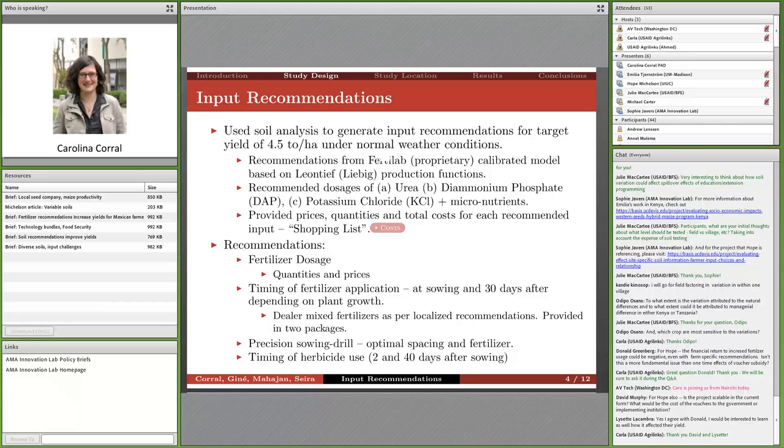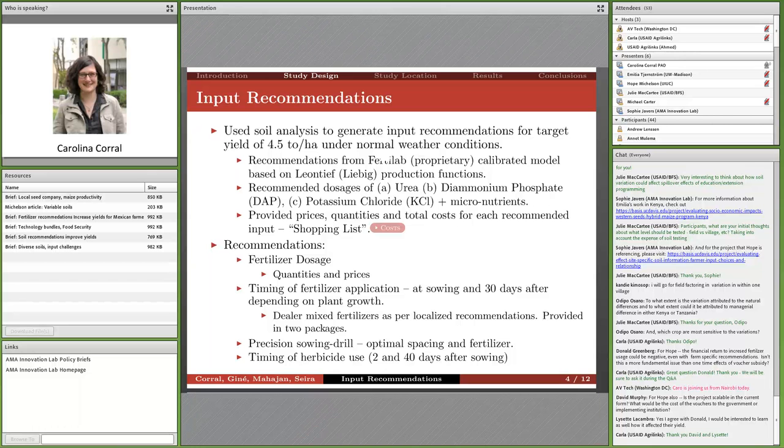In order to calculate these input recommendations, we set up a yield target. The reason for this is that when you're thinking about what input recommendation you should work with, the first question is how much you want to produce. Then, in order to get to that optimal, you subtract the amount of nutrients that are supplied by the soil, and then you provide a recommendation out of it.